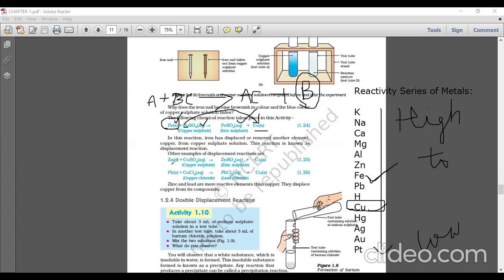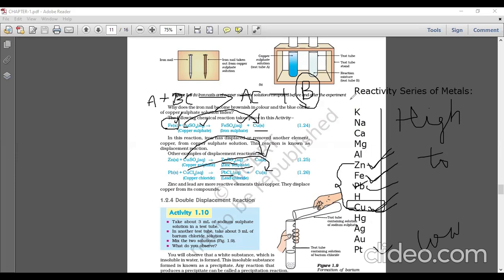Similarly, another example is given here, zinc plus copper sulfate. Zinc is here and copper is here. Which is more reactive? Zinc is more reactive, so zinc displaced copper and reacted with sulfur and oxygen, forming zinc sulfate. Next one is lead and copper. Which is more reactive again? Lead is more reactive, so lead displaced copper again, and it formed lead chloride. These are some more examples of single displacement reactions.